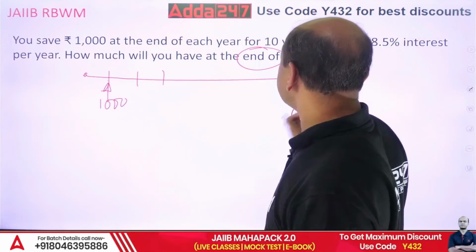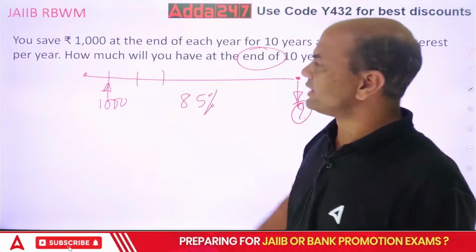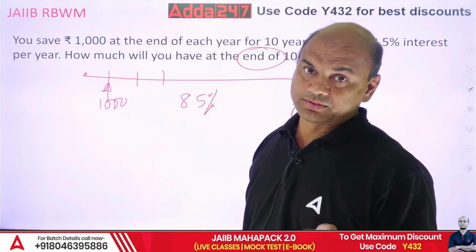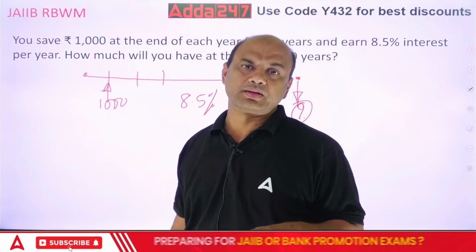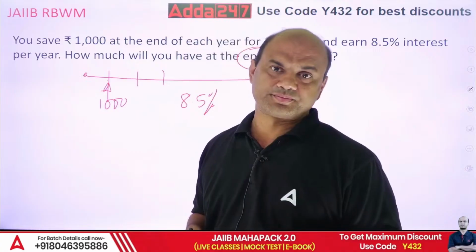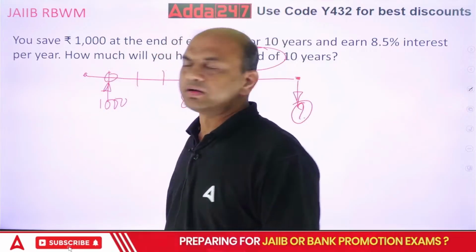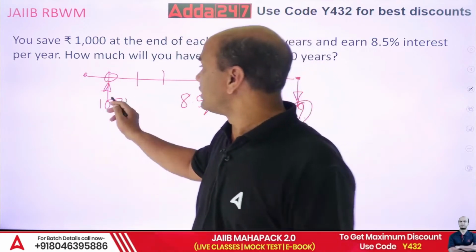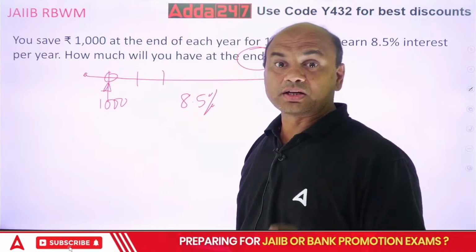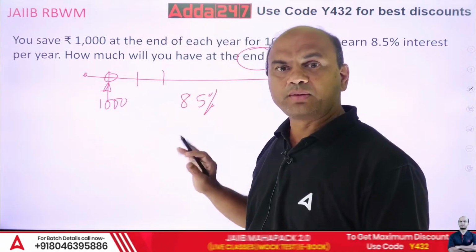ROI is given. Rate of interest is 8.5%. Period is also given, 10 years. So now we will have to use the future value formula, not the present value. There are two formulae in annuity, one is future value, second is present value. Annuity is also of two types, ordinary annuity and annuity due. Whenever we invest at the end, it's called ordinary. Whenever we invest at the beginning, it would have been mentioned beginning of each year, and then it would have been annuity due. But here it's mentioned end.